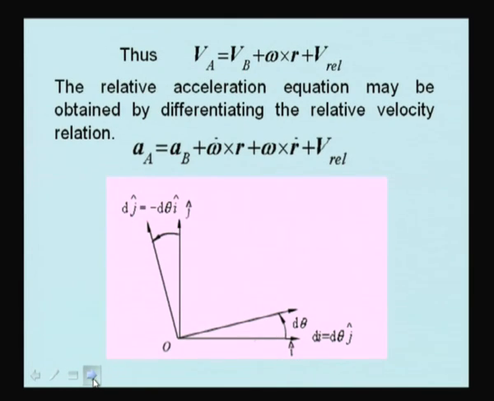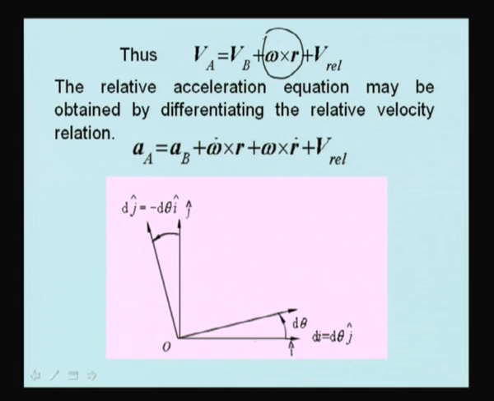Thus we get a nice relation: V_A is equal to V_B plus omega cross r plus V rel. So we get one extra component. In this case V rel is in fact not equal to V_A minus V_B. Instead, we get one additional important term, omega cross r. If the reference frame is only translating, omega becomes 0. Therefore, V_A is equal to V_B plus V rel.